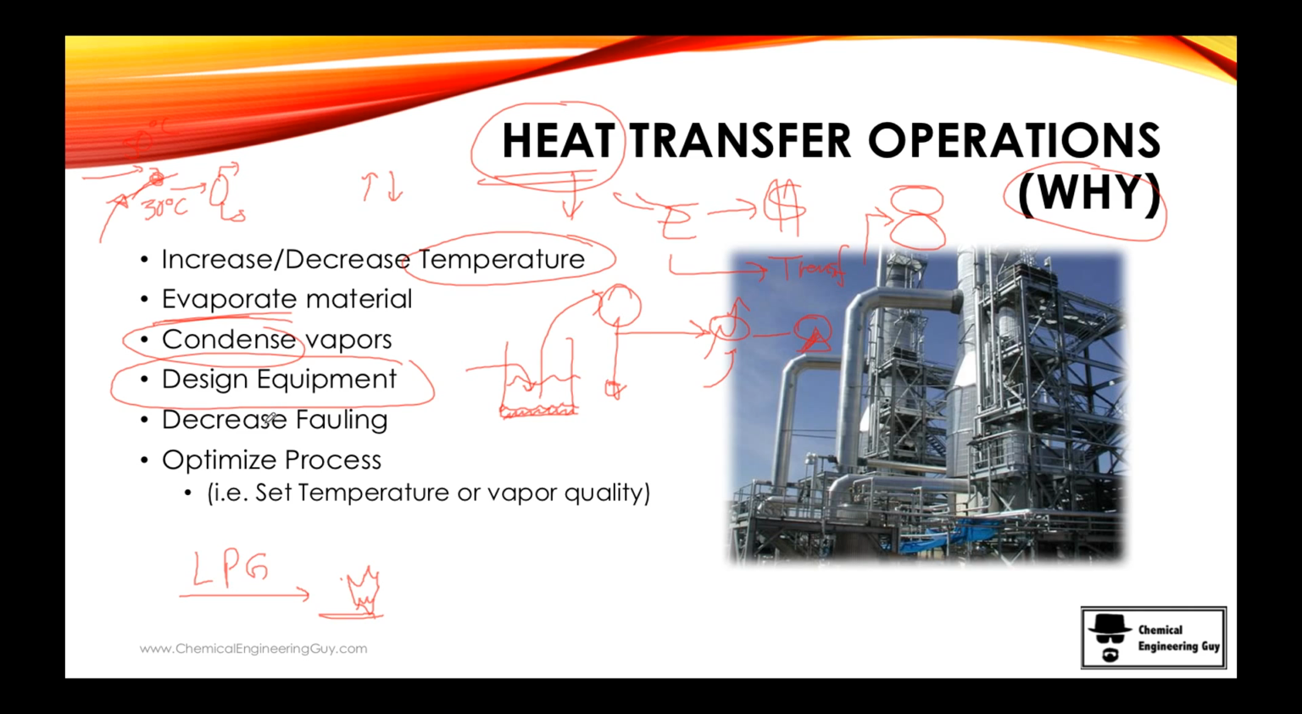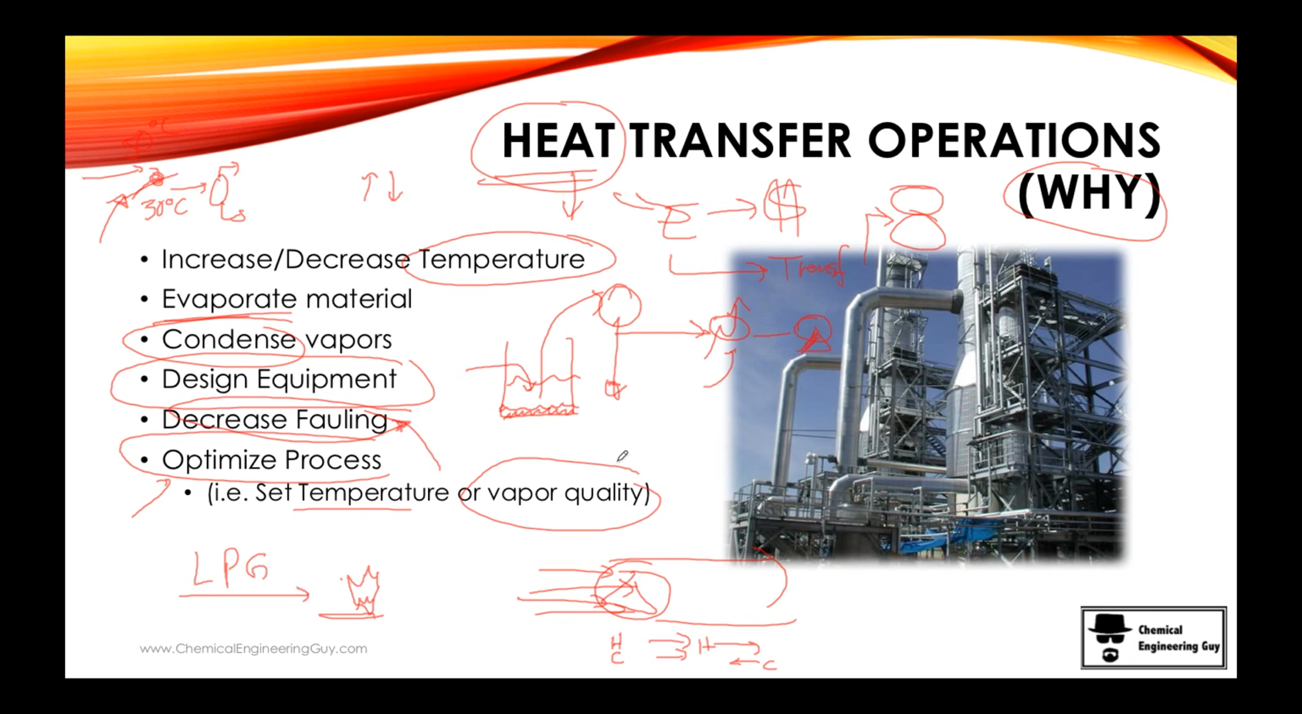We also need to design equipment. You don't know how to build a heat exchanger until you study them. So you don't know how many tubes, what's the better arrangement, should it be co-current, the heat and hot, this is, hot and cold, or should they be counter-current? To decrease fouling, understand the importance of fouling and why do we need to decrease it. And eventually you always want to optimize a process. So find the best temperature, or maybe if you have a vapor quality, that will be better.